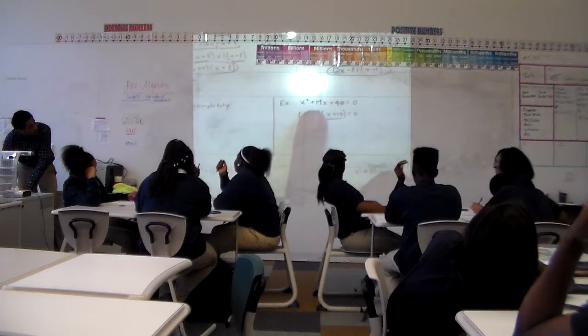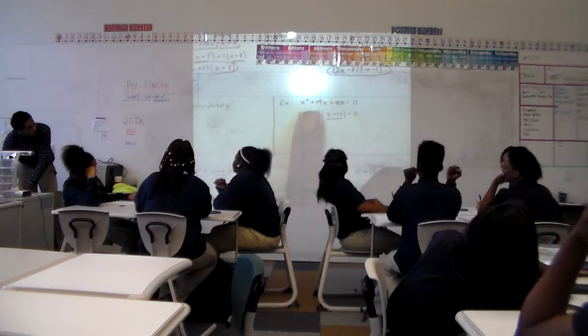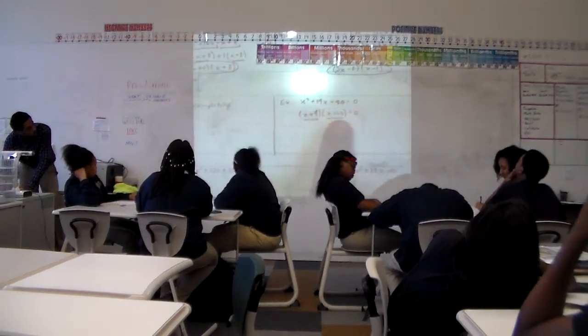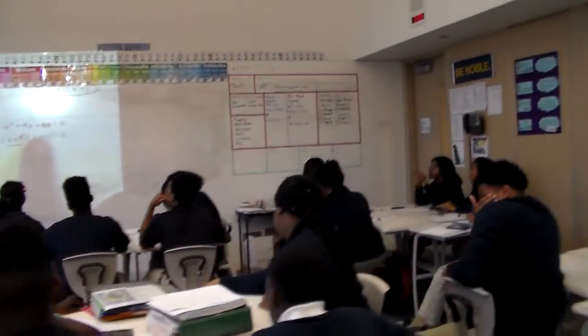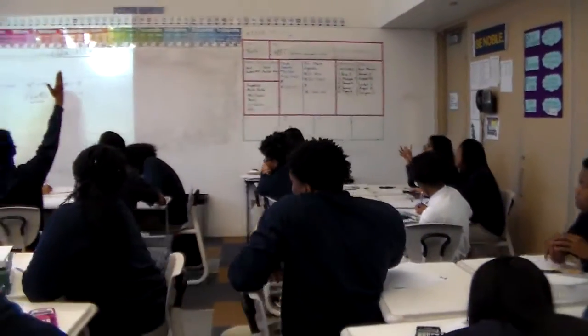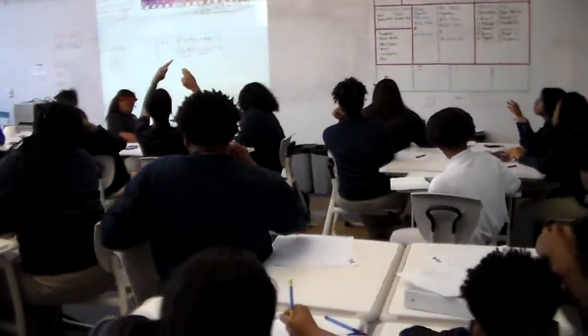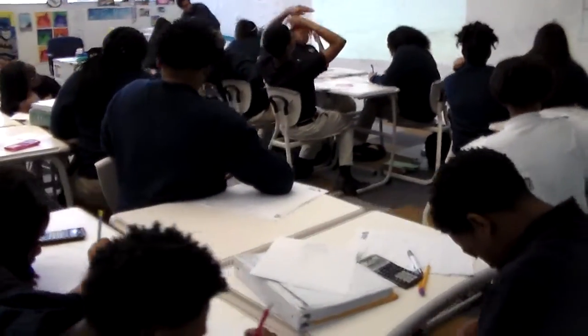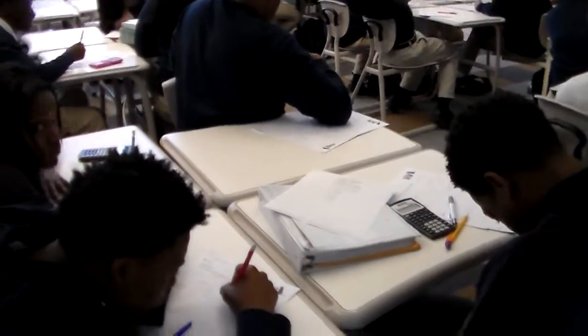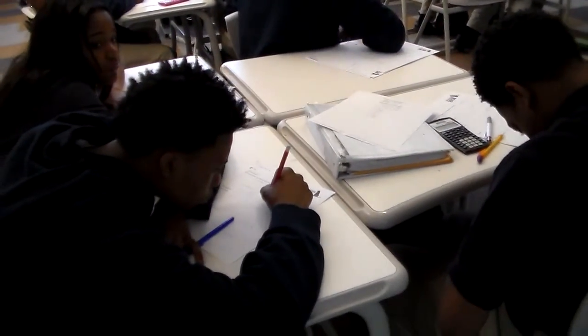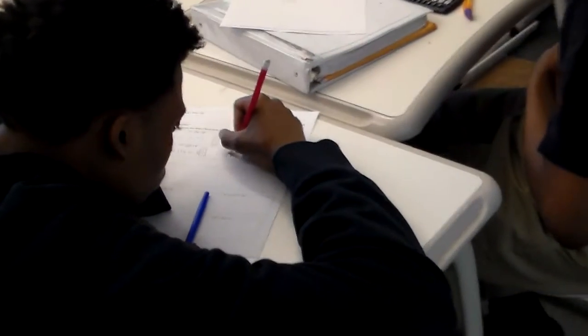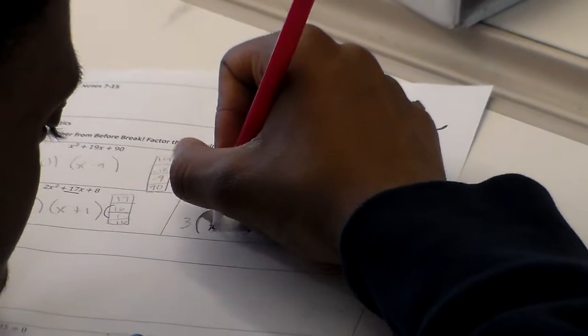Only one of them has to be equal to 0, because any number times 0 is 0. So what does x have to be here if I want this binomial to be equal to 0? Austin, negative 10. So all we're doing here is simply setting each binomial equal to 0.